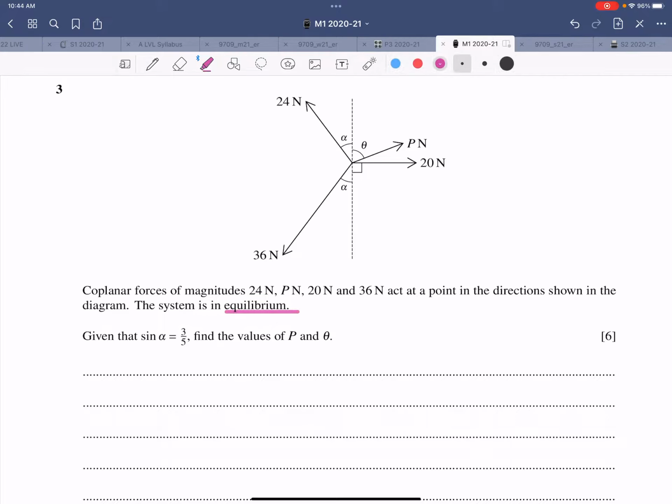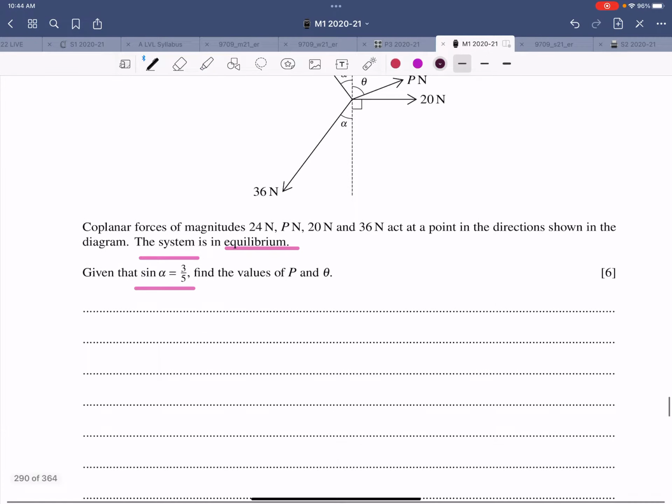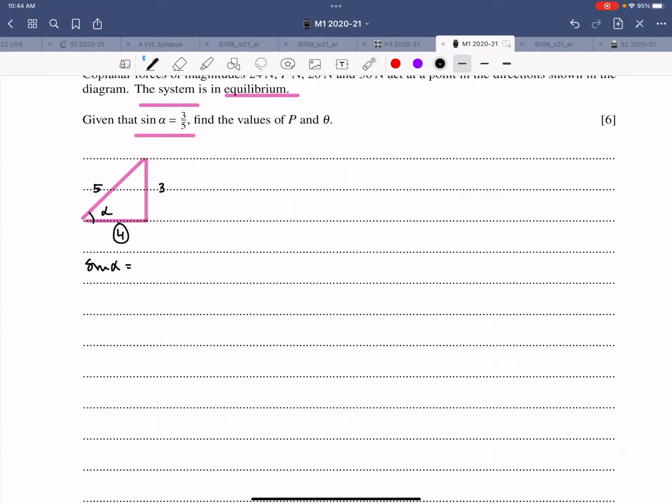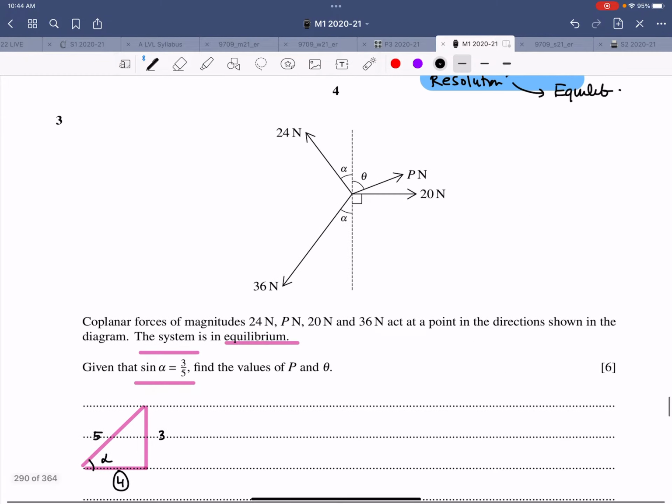And they have given sine of alpha is 3 over 5. So just draw a small diagram like this. This is 3, this is 5, this is alpha, therefore this comes out to be 4 according to Pythagoras theorem. Sine alpha is 3 over 5, cosine alpha is 4 over 5. We have to work in the exact trigonometric ratios.